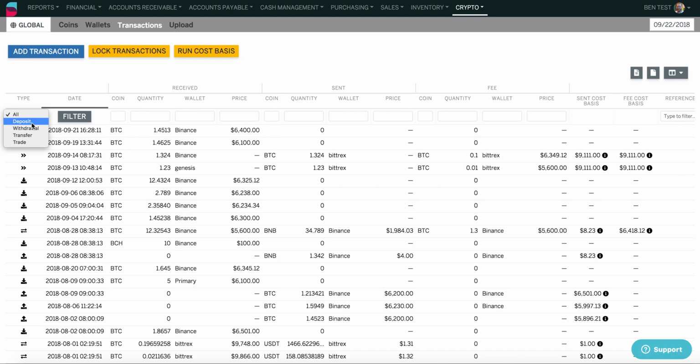A transfer between two wallets within SoftLedger would be considered a transfer, and there would be no gain or loss on the transaction, except to the extent that there are fees. Lastly, trades are the exchange between one crypto asset and another.